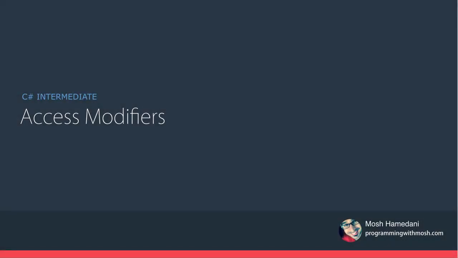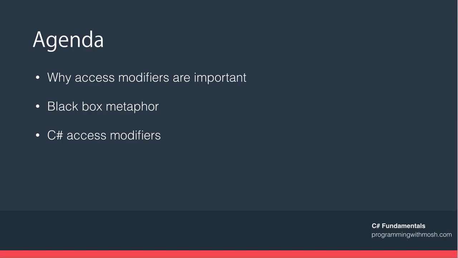Okay, we got to access modifiers. Earlier in this course, you learned about access modifiers. You learned about public and private. In this lecture, I'm going to explain access modifiers in more detail. I'm going to talk about why access modifiers are important. And to explain that, I'm going to use the black box metaphor. And finally, we get into C# access modifiers.